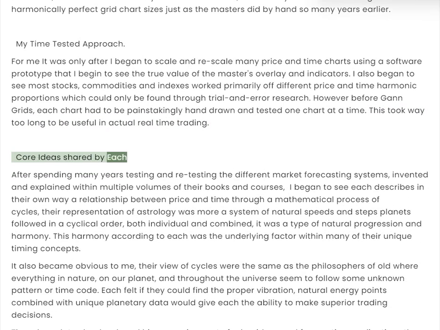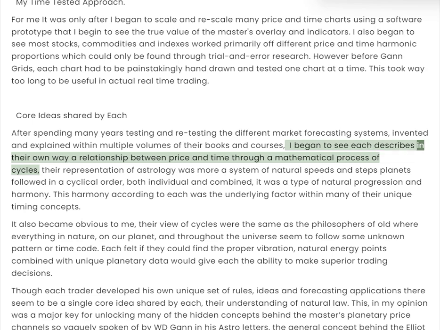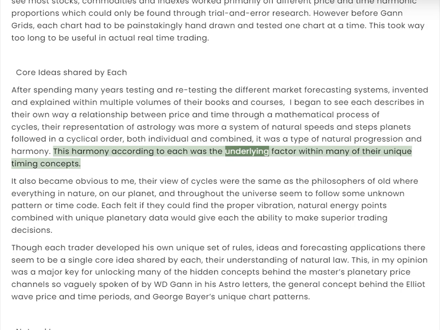Core ideas shared by each. After spending many years testing and retesting the different market forecasting systems, invented and explained within multiple volumes of their books and courses, I began to see each describes in their own way a relationship between price and time through a mathematical process of cycles. Their representation of astrology was more a system of natural speeds and steps planets followed in a cyclical order, both individual and combined. It was a type of natural progression and harmony. This harmony, according to each, was the underlying factor within many of their unique timing concepts.